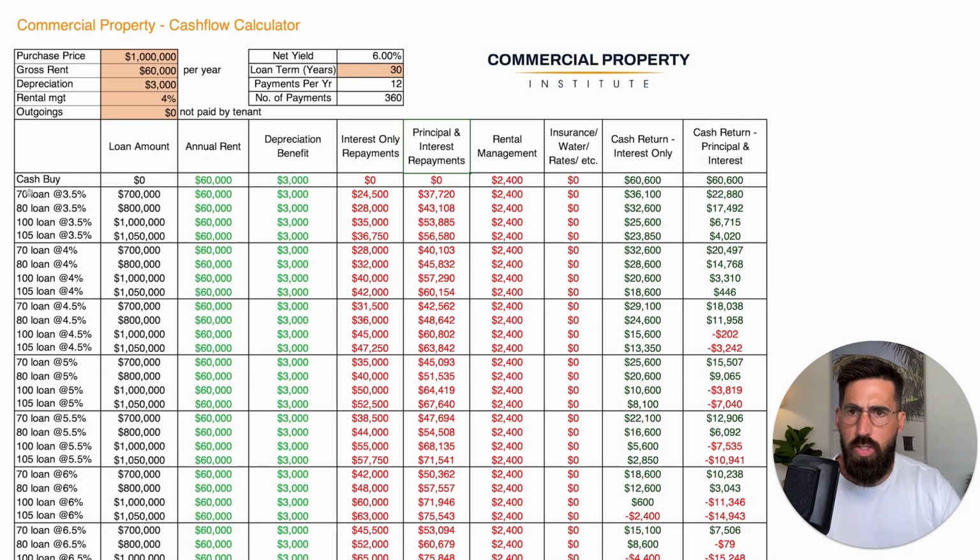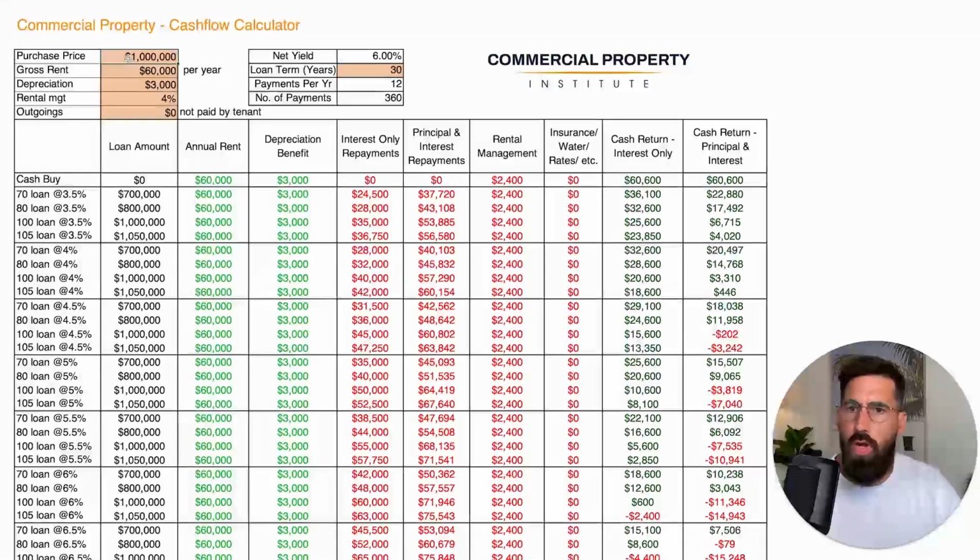To use this spreadsheet, you can actually change anything that's in orange cells. So the purchase price, the gross rent, the depreciation, the rental management, the outgoings if they're not paid by the tenant or any additional outgoings you have, and the loan term if you're worried about a principal and interest repayment method. So let's just have a look.